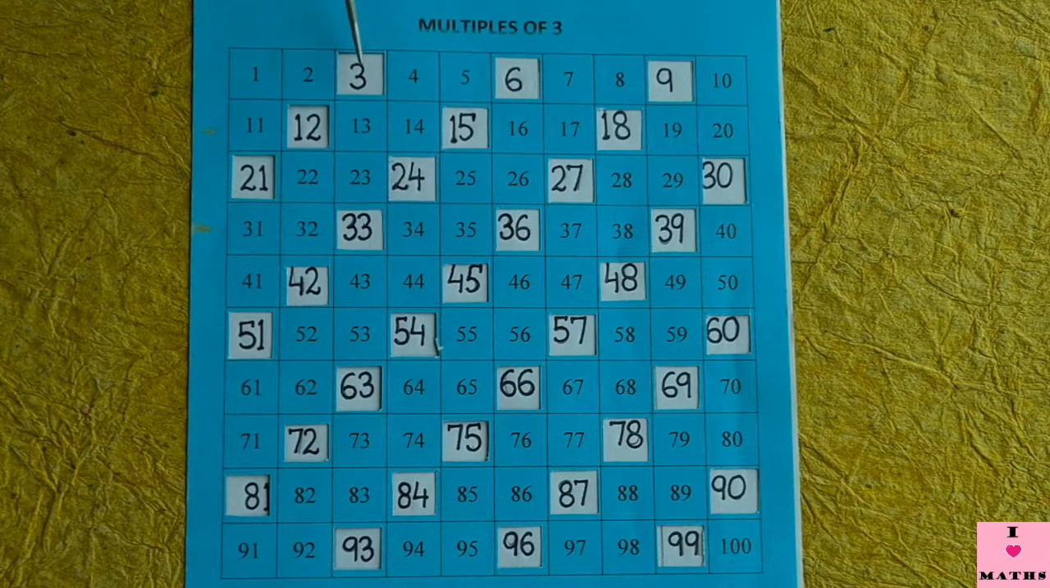Let us see. 3 1s are 3, 3 2s are 6, 3 3s are 9, 3 4s are 12, 3 5s are 15, 3 6s are 18, 3 7s are 21, 3 8s are 24, 3 9s are 27, 3 10s are 30, 3 11s are 33, 3 12s are 36 and so on. So you can see now the multiples of 3 are visible from the cuts which I have made in the blue paper.